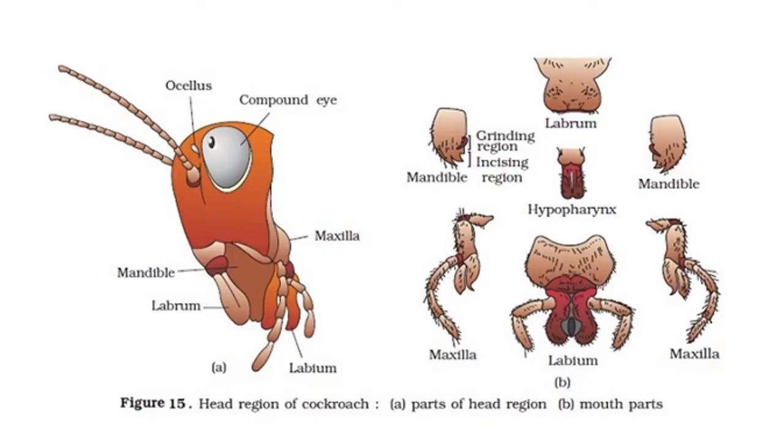So these are the head regions. This is the ocellus, this is the compound eye, these are the antennae, these are the mouth parts.